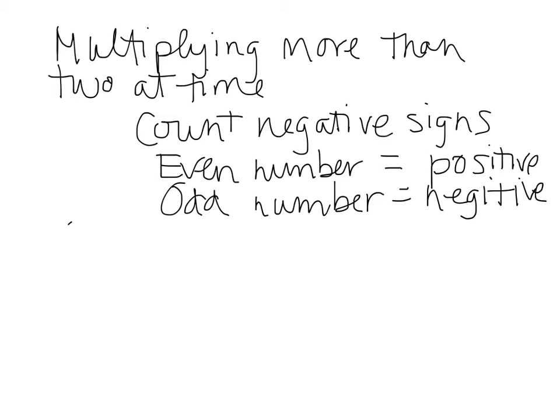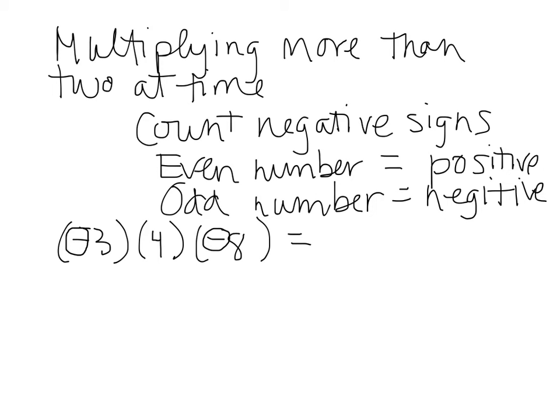So let's just, I'm just making these numbers up, -3 times 4 times -8. Okay, how many negative signs do I have? 1, 2. 2 is an even number. Therefore, this will end up being a positive number. And 12 times 8 is 96, so this is positive 96. But the point really is the positive sign.